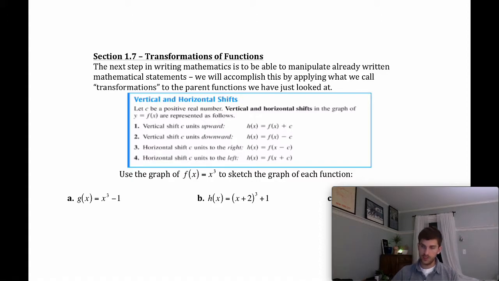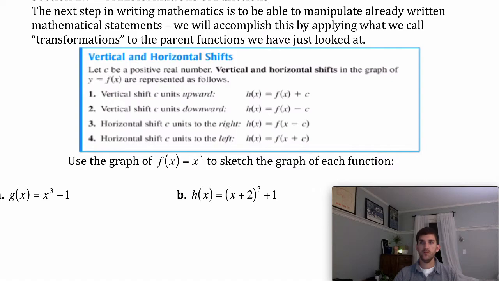So zooming in on this, we've got a couple things we can do here. Let C be a positive real integer. Vertical and horizontal shifts of the graph y equals f of x are represented as follows. So if we're doing a vertical shift C units upward, we're just going to add C onto the end there. If we're going to do a shift downward, we're just going to do whatever function we had and subtract C from it. For horizontal, things get a little trickier.